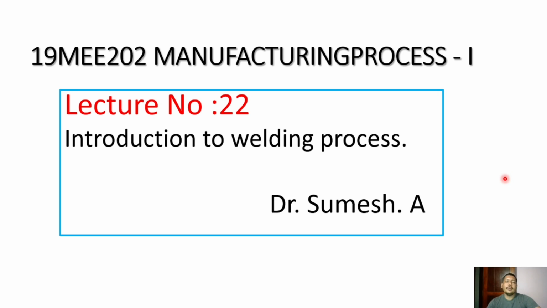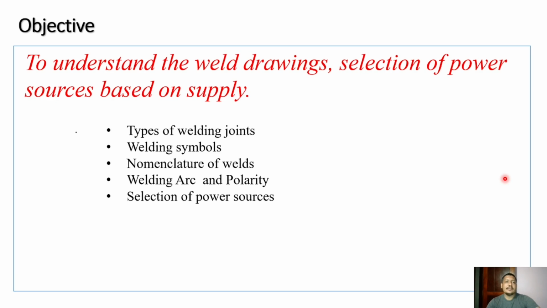Good morning students. Welcome to lecture number 22, Introduction to Welding Processes. The objective of this class is to understand the weld drawings and the selection of power sources based on supply. You will come across terminologies like types of welding joints, welding symbols, nomenclature of weld, welding arc and polarity, and selection of power sources.